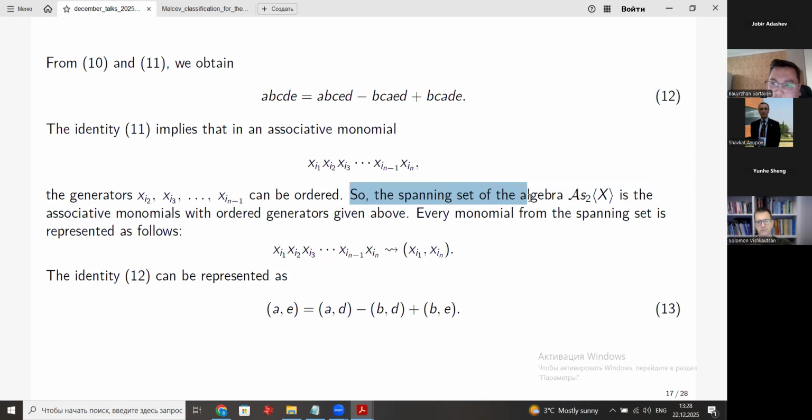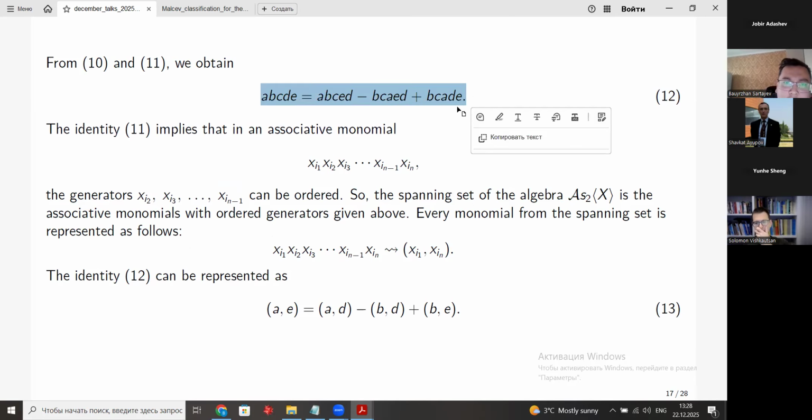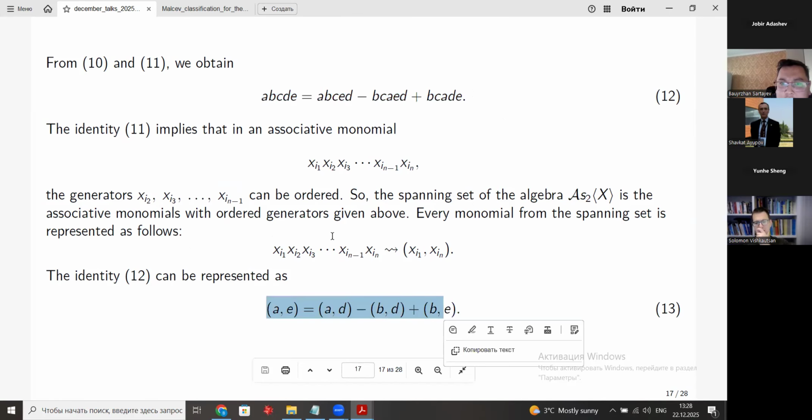So the spanning set of algebra S2x is the associative monomials with ordered generators given above. We mean this one. So every monomial from the spanning set is represented. We can represent it as follows. If you have such a monomial, you can represent it in this form: just its leftmost generator and its rightmost generator. And this identity 12, by this representation, we can write in this form: AE is equal to AD minus BD minus BE.